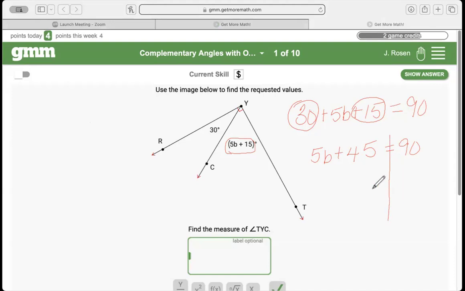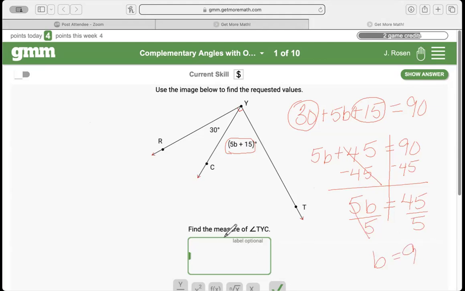So I'm going to draw my line. We're always getting rid of the addition or subtraction first, the constant. So to get rid of 45, we subtract 45. This is why we started with equations and algebra. And then 45 and 45 is 90. Didn't even need my calculator for that one. And then to get b by itself, we have to divide by 5. So that gets us 45 divided by 5 is 9.